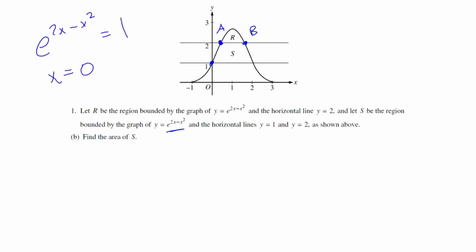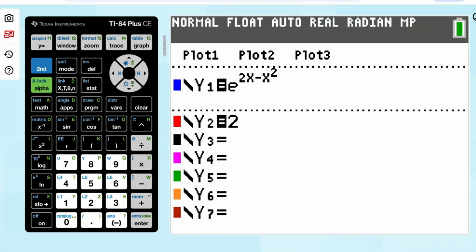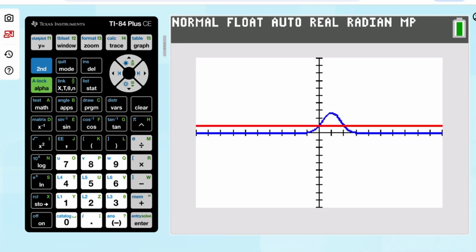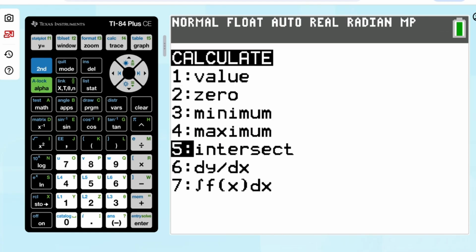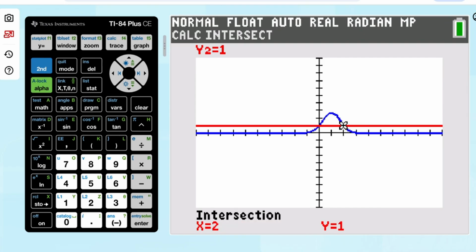We do need to find this other one, though. We need to find this one out here. So we'll go back to our graphing calculator. This time, we'll get rid of this 2 here, just turn it into a 1, and now we'll graph. Like I said, we already know that first intersection point is 0. So we'll just hit second trace, option 5 for intersect. And we'll go over close to that other intersection point, hit enter, go a little past it, hit enter, and hit enter a third time, and we get that intersection point there is 2.